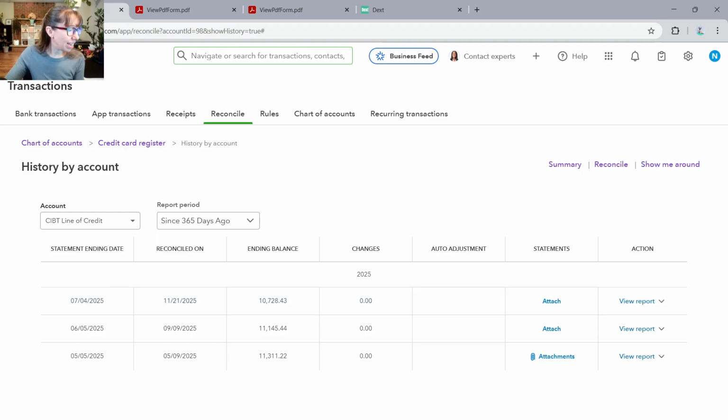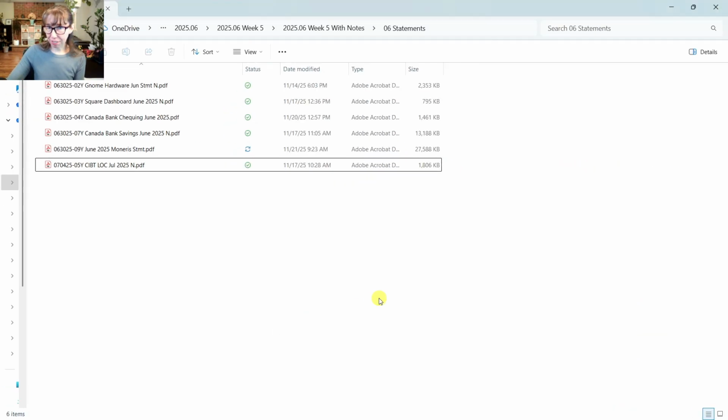So that is it for clearing the bank feeds and reconciling the bank statements. Next, what we get to do is we get to reconcile the POS clearing account and reconcile the Square clearing account.